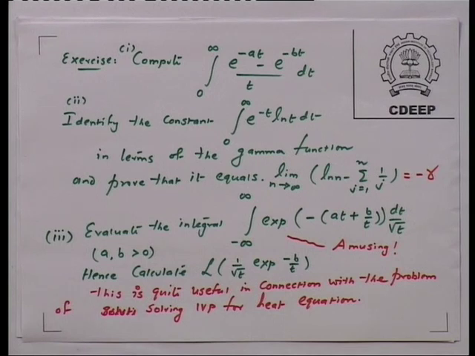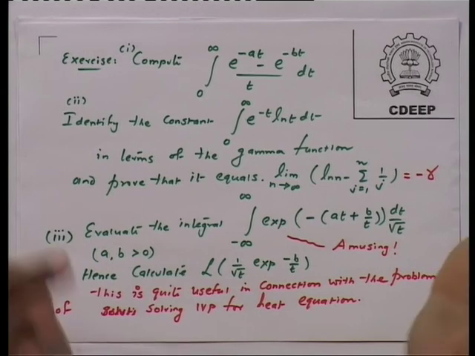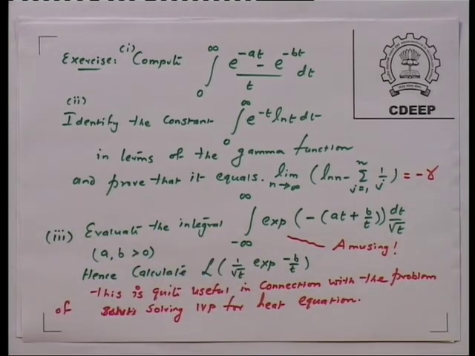The next problem is to evaluate the integral from minus infinity to infinity of exponential of minus (at plus bt) by t, dt by root t, and from that to compute the Laplace transform of 1 over root t times exponential of minus b over t. This integral is really amusing. I mean, you should do this. It's a lot of fun. We can go on a nice merry-go-round when you try to calculate this integral.